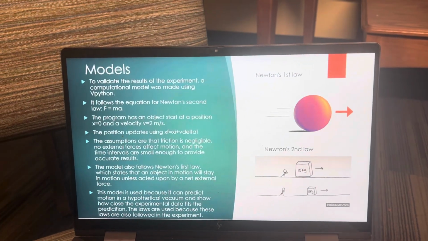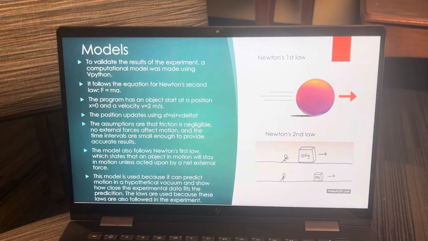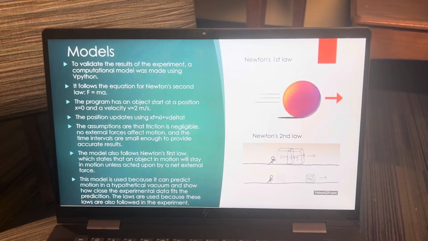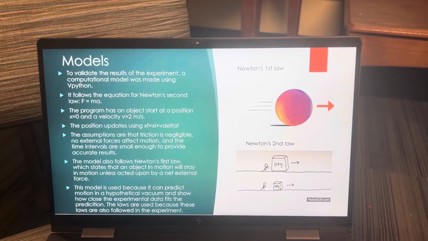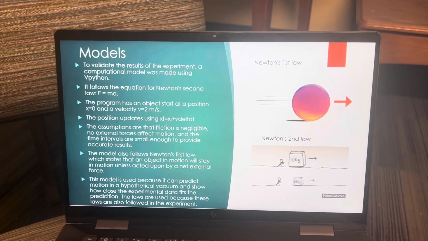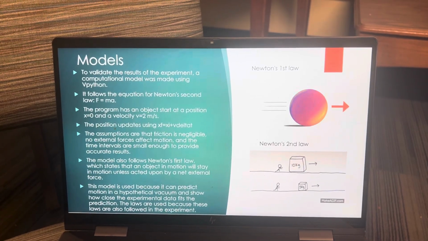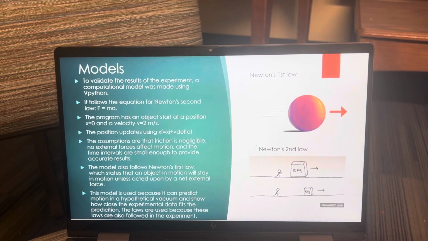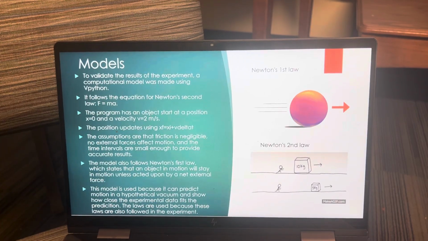To validate the results of the experiment, a computational model was programmed using VPython. It follows the equation for Newton's second law, which is force equals mass times acceleration. In the program, the object, in this case a ball, starts at a position of 0 meters and a velocity of 2 meters per second. The position updates using the equation final position equals initial position plus velocity times the change in time. The assumptions for this model are that friction is negligible, no external forces affect motion, and that the time intervals are small enough to provide accurate values.